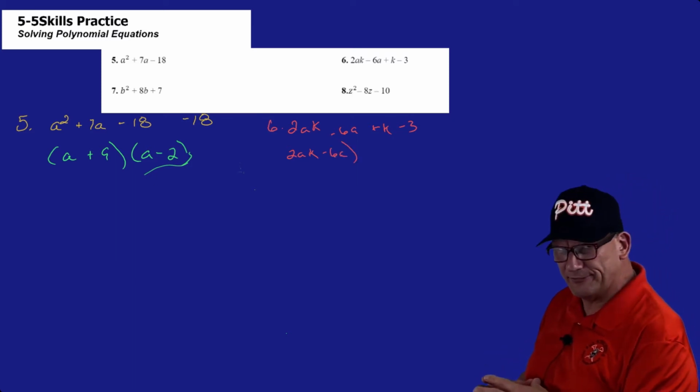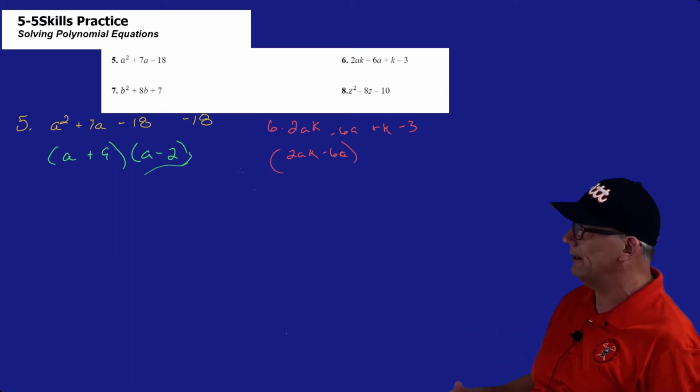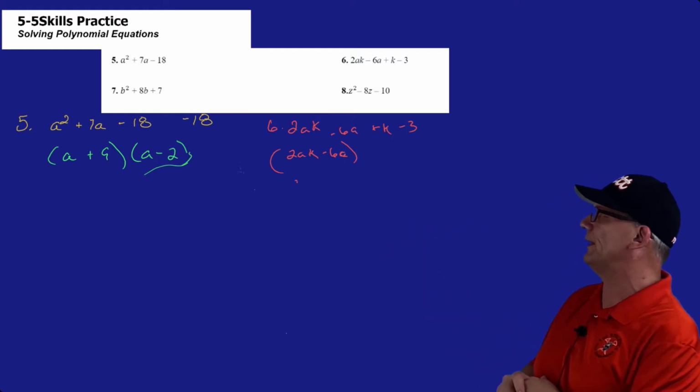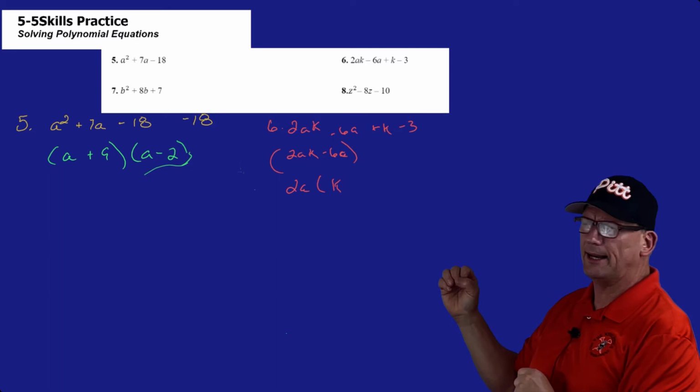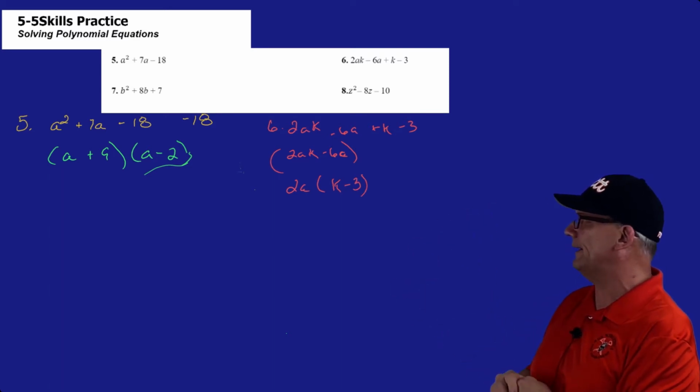We're going to factor this by grouping. Okay? We're going to take the first set, the 2ak minus 6a. We're going to group that. What can we take out of there? We can take a 2a out, right? And we're left with k minus 3.